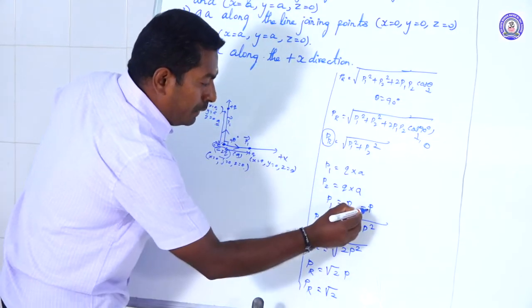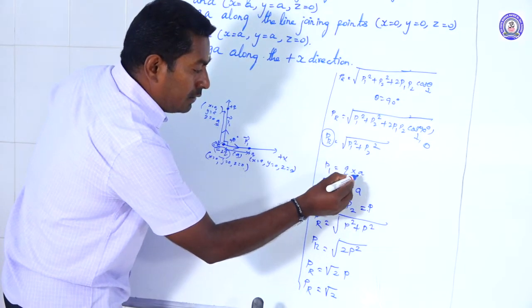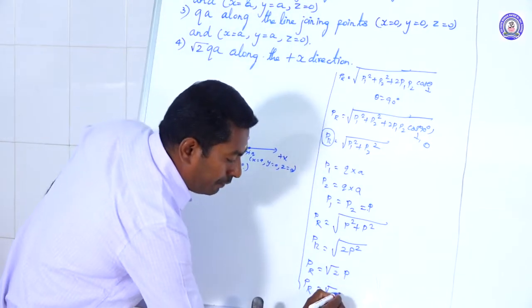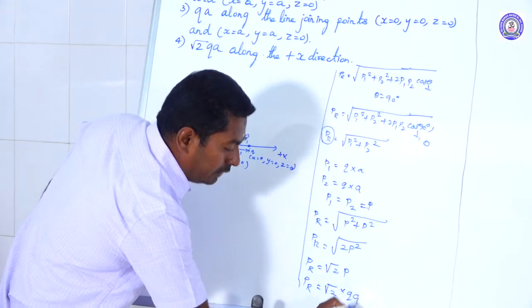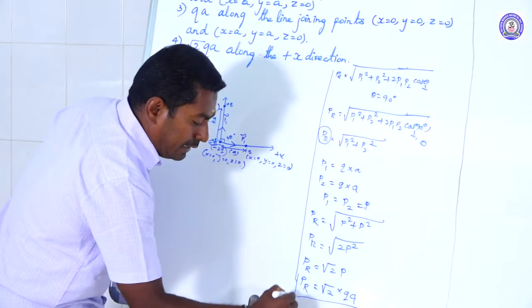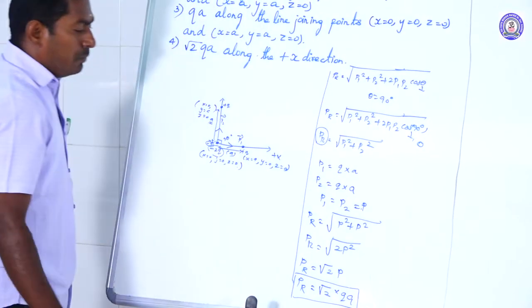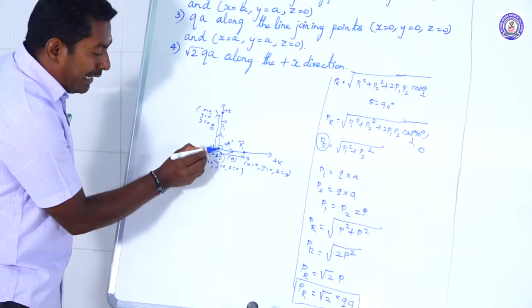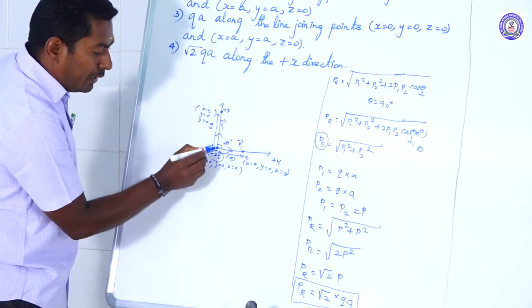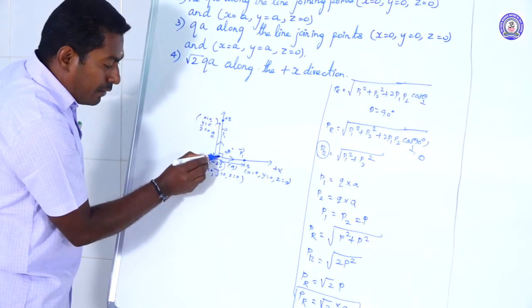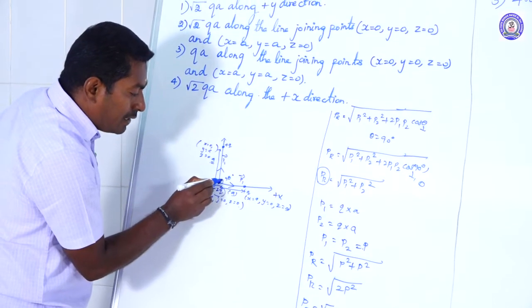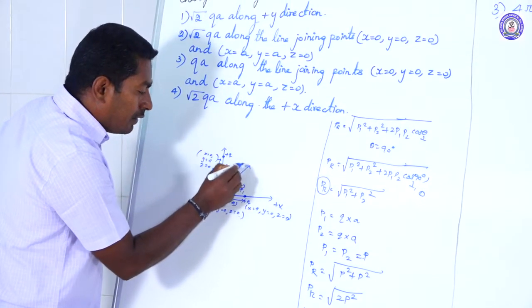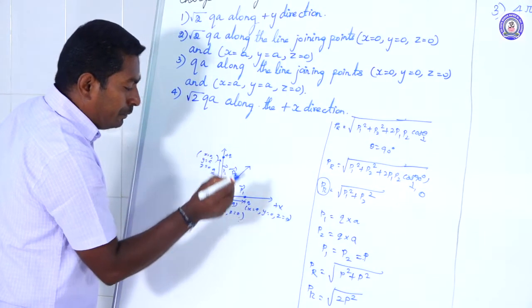So the resultant magnitude of the electric dipole moment PR is equal to root 2 P, and we can take P as Q into A. This is the resultant magnitude of the electric dipole moment, root 2 QA, and the resultant electric dipole moment acts along this direction, the PR vector.